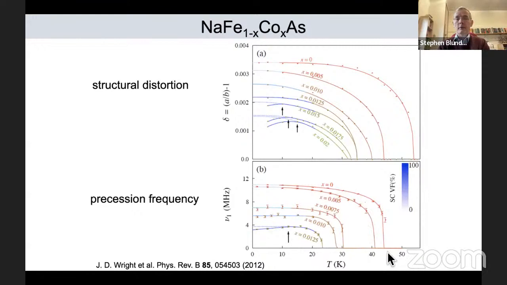You can also use synchrotron X-rays to measure the structural distortion, and you see the phase transitions are not at the same temperature. This allows you to build the phase diagram, which I haven't got here, but you can use these things to get the phase diagram.